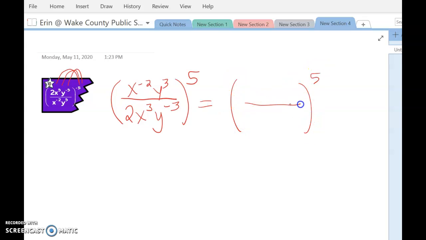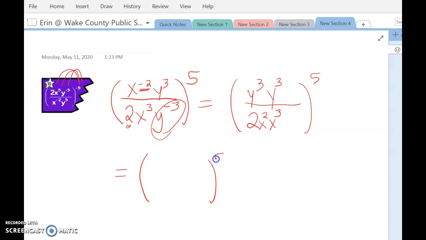I'm going to leave the 5 there for now. 2 is the only coefficient, so I'm going to leave 2 down there. X to the -2 means it has to move down. X cubed is already down there, so I'm just going to leave that down there. Y to the 3rd is on top. That's going to stay right there. Y to the -3, to get rid of the negative, move it up. Next step, I'm going to just leave the 5th for now.